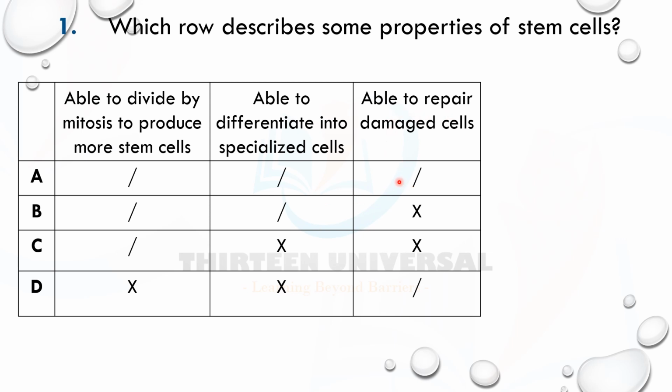Now, able to repair damaged cells. Well, they may not be able to repair damaged cells, but what they can do is form cells that can differentiate to repair. But if you look at this, it says able to repair damaged cells. Damaged cells are not repaired, they are replaced. So this is wrong. Stem cells don't repair damaged cells. What they do is help to provide other cells that replace damaged cells or repair tissues.